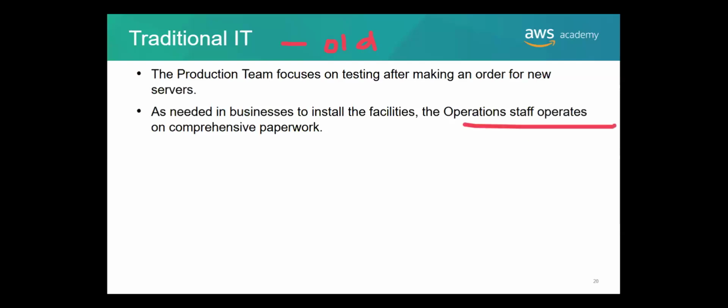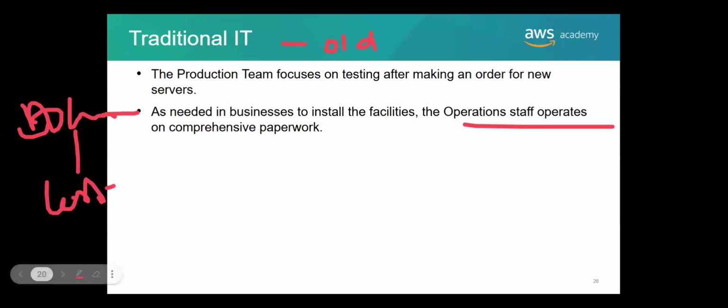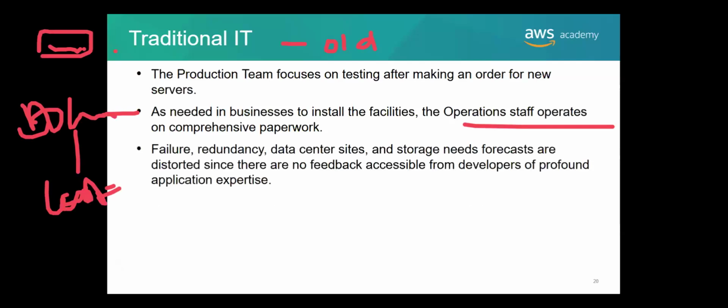So operation staff operates on comprehensive paperwork. They keep on doing the paperwork. Paperwork is also called documentation. They do the documentation at the last. At last they will do the documentation once every product is done completely. This is what happened in the normal traditional IT.